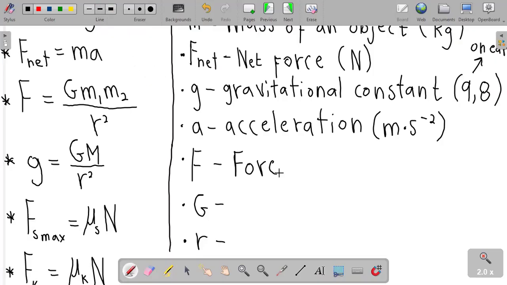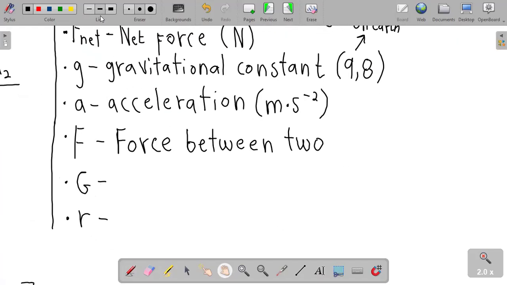So F is the force. In this case, it is between the two objects, the two masses. It's between the two masses, because it is associated with M1 and M2. And the unit of measurement here is Newton.